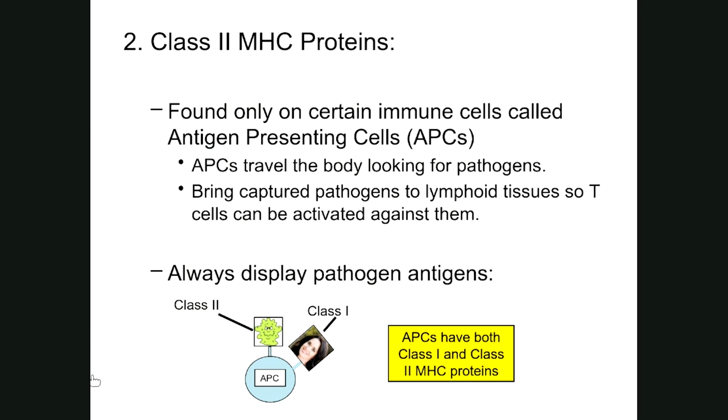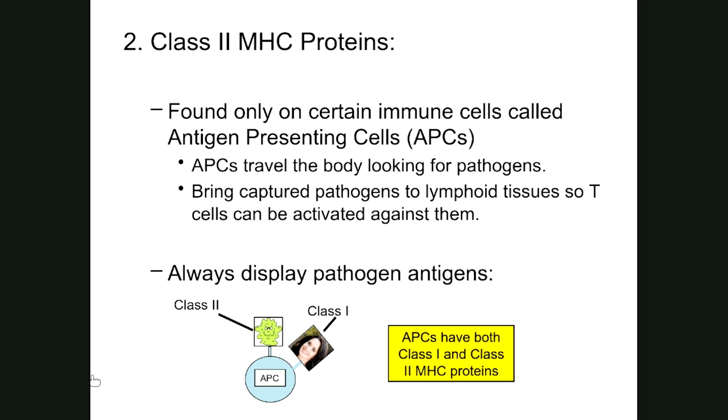So they're traveling throughout the body, through your lymph, your blood, your tissues, looking for pathogens, things that are potentially foreign and therefore harmful to the body. And when they find something that they believe to be foreign and harmful, they're going to engulf that thing through phagocytosis. They're going to digest it, and then they're going to spit up some of the proteins from that foreign harmful substance onto their class 2 MHC proteins.